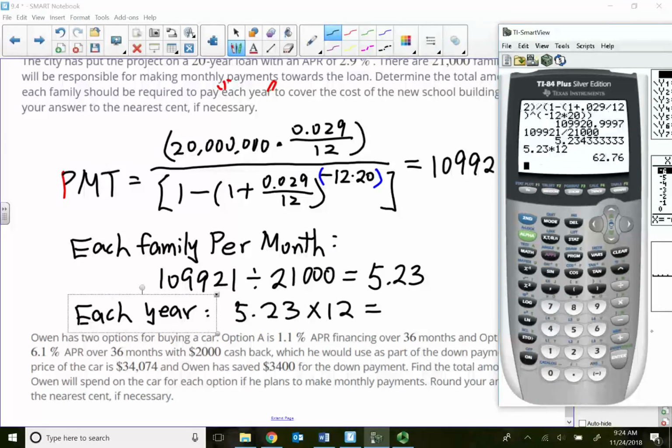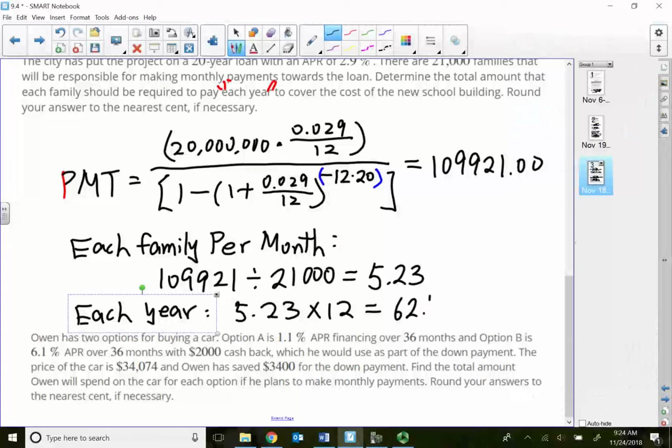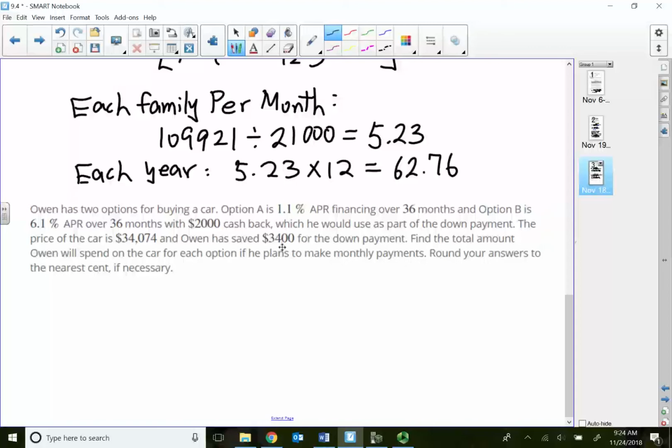And my answer, $62.76. Right? So that means in 1 year, the family will be responsible for $62.76. All right, one last one.